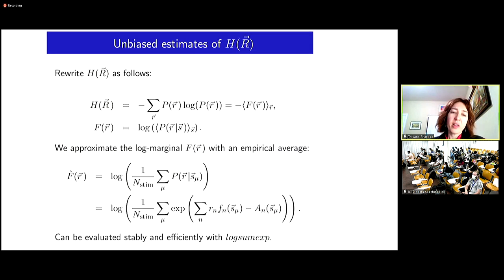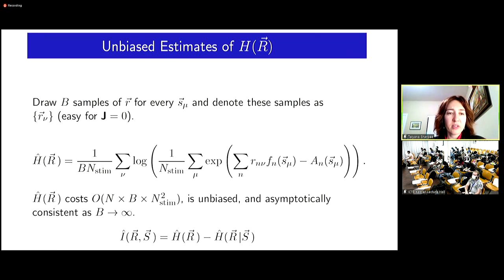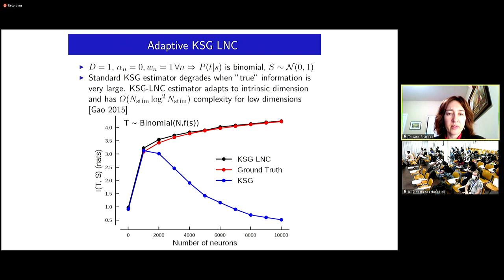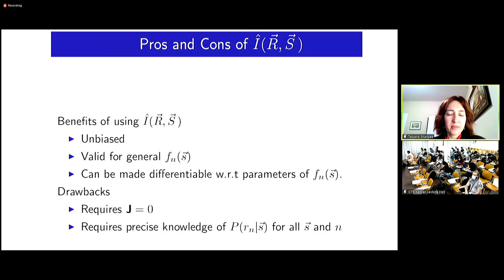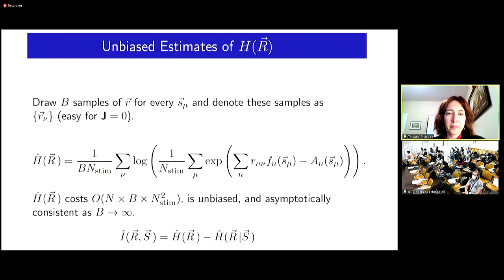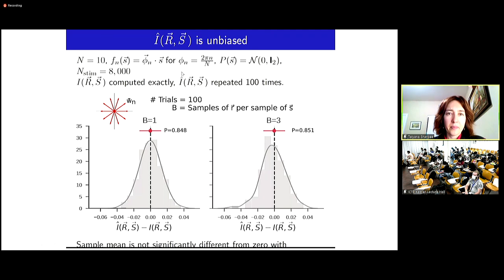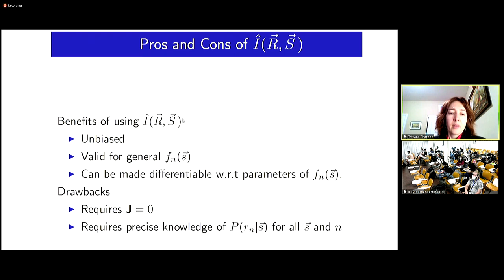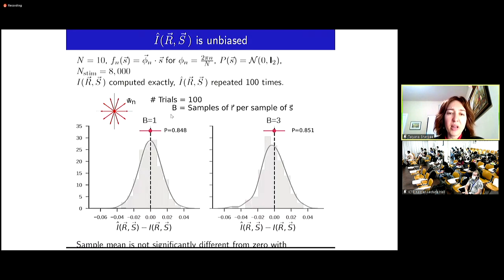And with H of R, well, this one has to work and approximate this function can be approximated without bias and with an empirical average. And we can check this. I will just show you the sampling of the Monte Carlo estimator. So it is unbiased, as shown here.